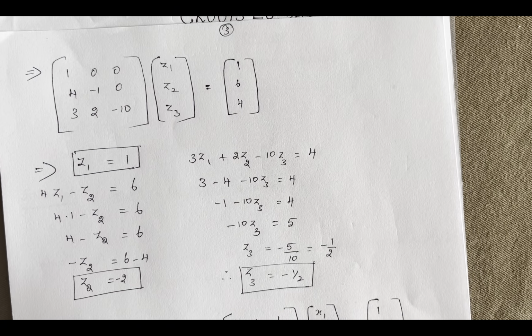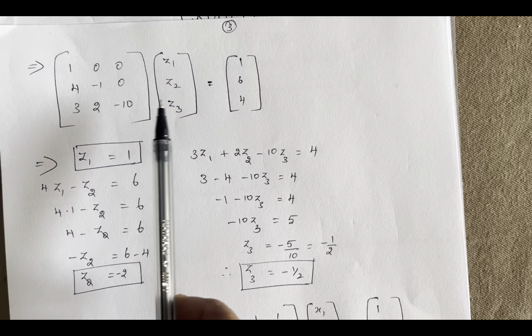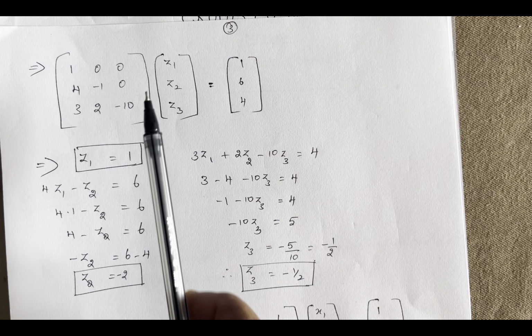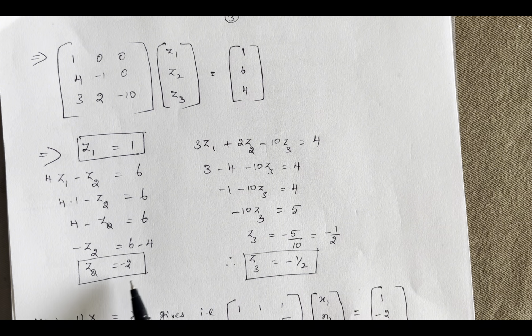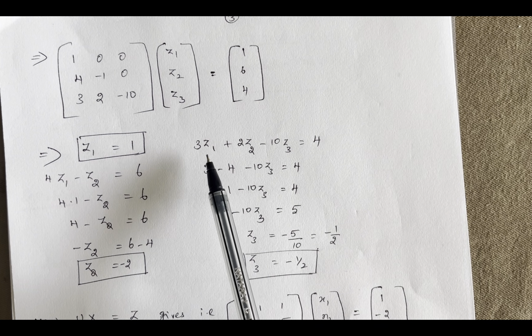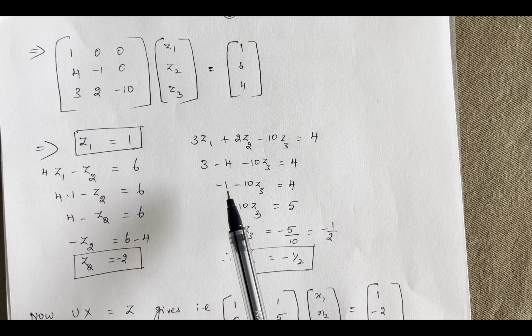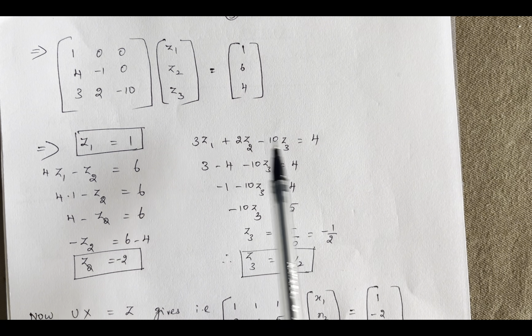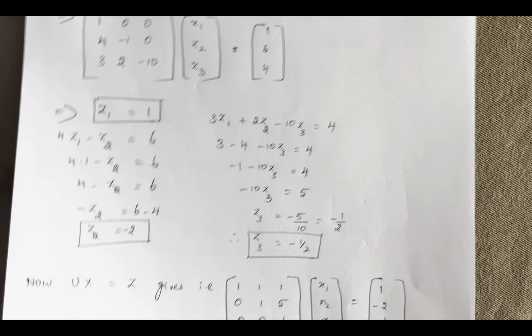So when I start equating, Z1 is equal to 1, and then 4 Z1 minus Z2 is equal to 6. When I substitute, I get Z2 is equal to minus 2. Similarly, 3 Z1 plus 2 Z2 minus 10 Z3 is equal to 4. We know Z1 and Z2, so we can substitute for Z3, and Z3 is going to be minus half.